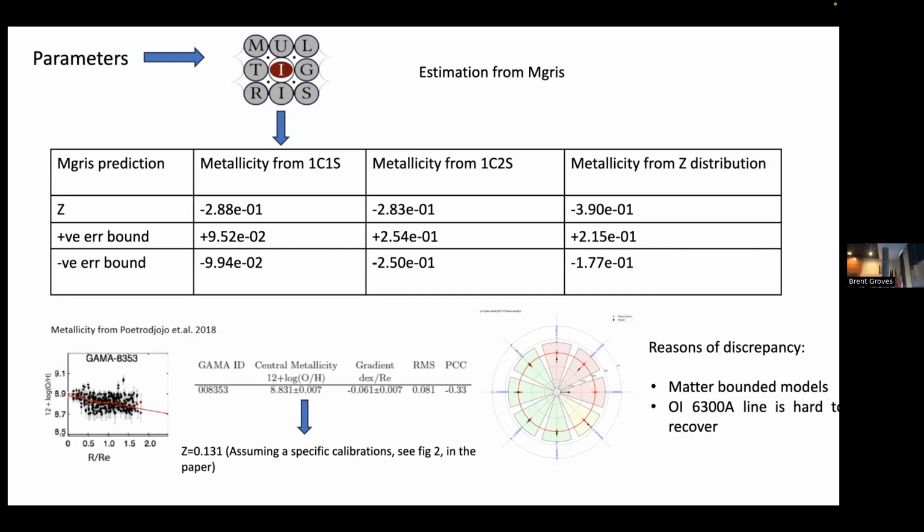Yes. In my case, I studied it, and from the MGRIS modeling there's no discrepancy in predicting metallicity and age, but there is a different weight that is put onto different components. So that affects the overall predicted fluxes. But for the parameters, there's not really a big discrepancy.